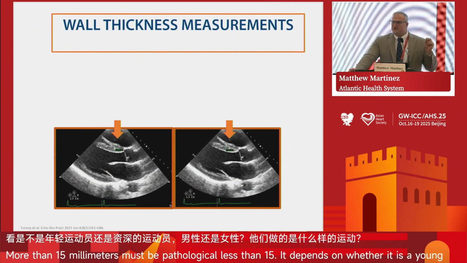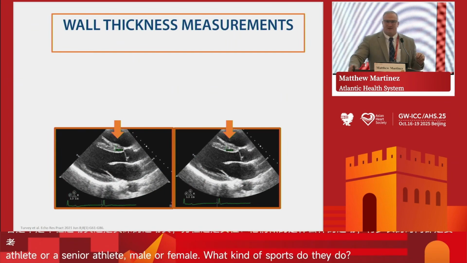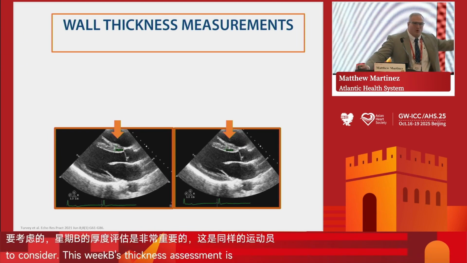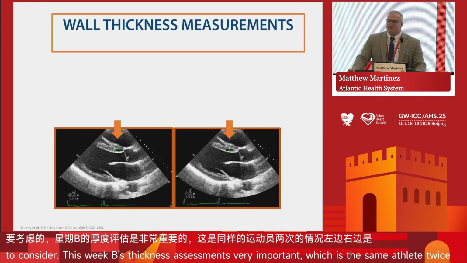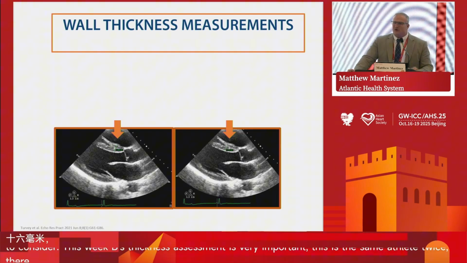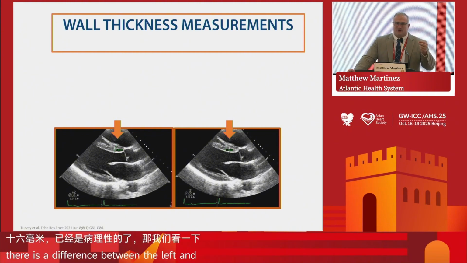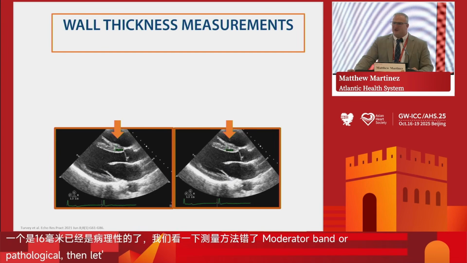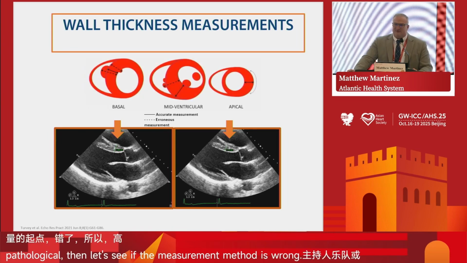So this is the same athlete that was measured 2 different times. They were initially referred to me for the one on the left side that measured 1.6, or 16 millimeters. That's pathologic. But look at the measurement. They measured it wrong. They included the RV structures, the moderator band or the RV crista supraventricularis, and over-measured in this young black athlete and gave him a diagnosis he didn't have. So the measurement accuracy is critical.